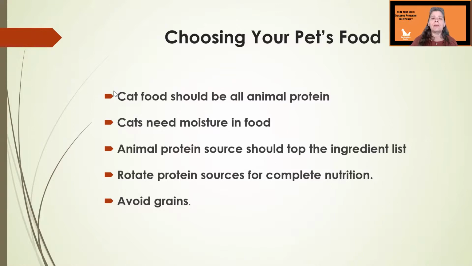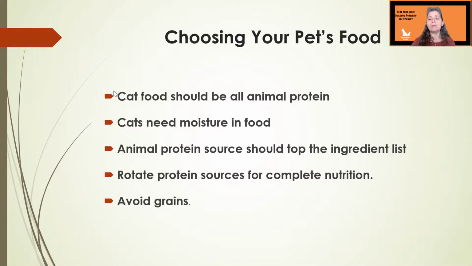Now, as you look at the label for your pet's food, a cat food should be pretty much all animal protein with a very small amount of plant material for their phytonutrients that can be beneficial. Cat food should also have high water content. Canned or frozen raw fit this, but you can also do a freeze dried and add water to rehydrate it.